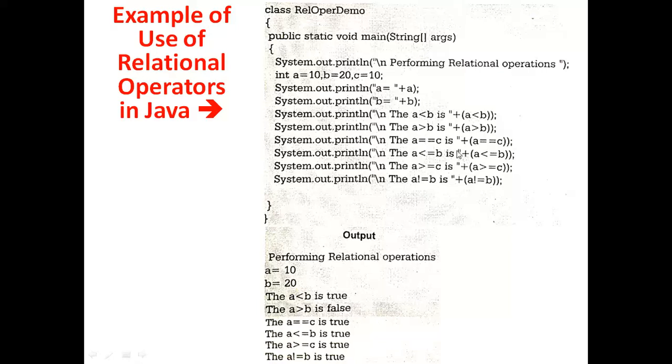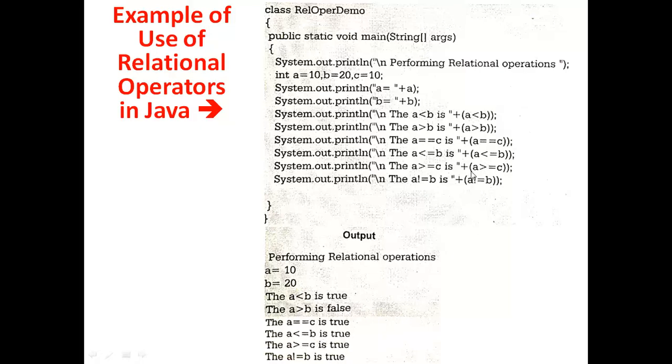In the next line, we are comparing A and C. We can see A is 10 and C is also 10. Therefore, the condition is true, hence it shows true. Next, we have used a relational operator, that is A is less than or equal to B. We know the value of A is 10 and B is 20. Therefore, the condition is true, and the output shows true.